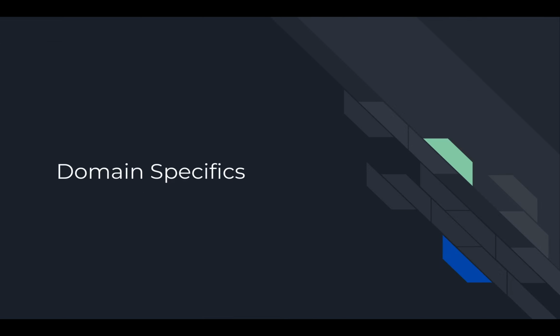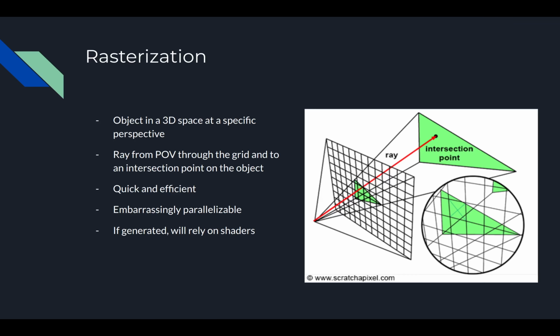So first of all, we're going to jump into the domain specifics of what is ray tracing, how is it done, why is it interesting, etc. But before we can talk about ray tracing, we need to understand what rasterization is. Rasterization is basically just taking an object in 3D space and trying to represent it on a two-dimensional plane.